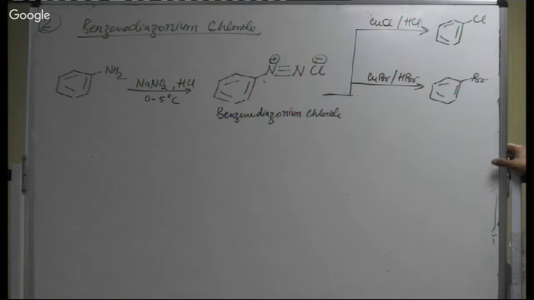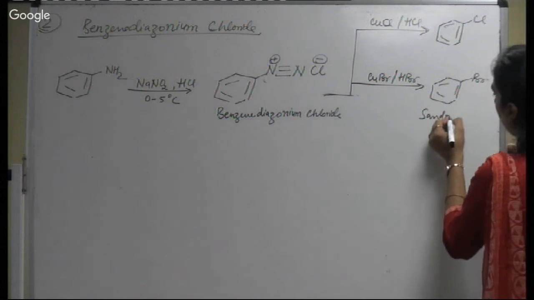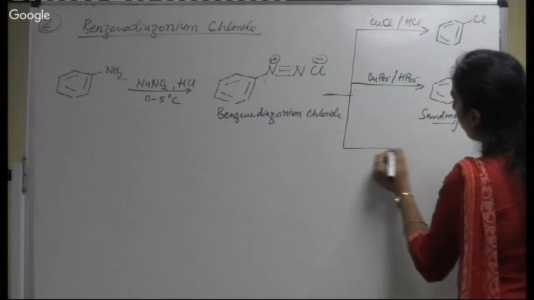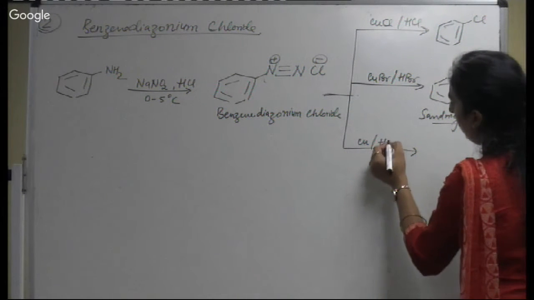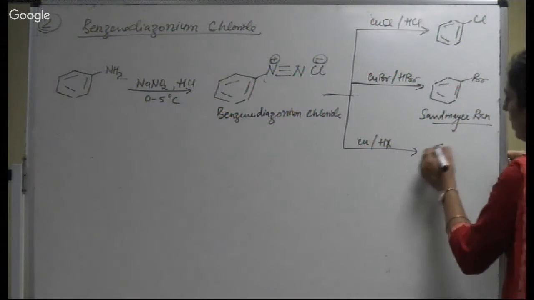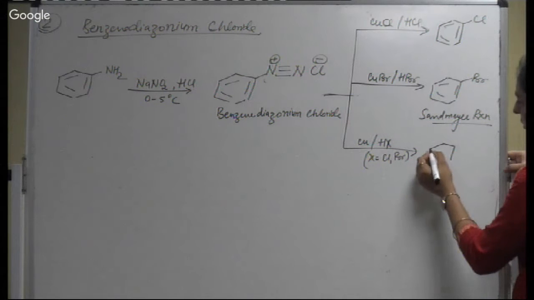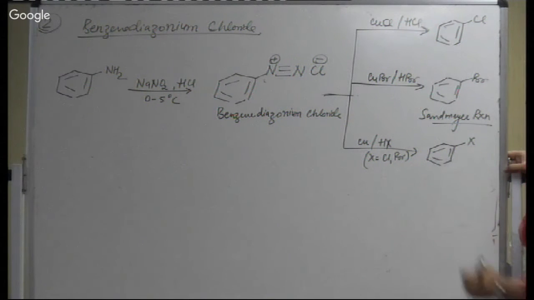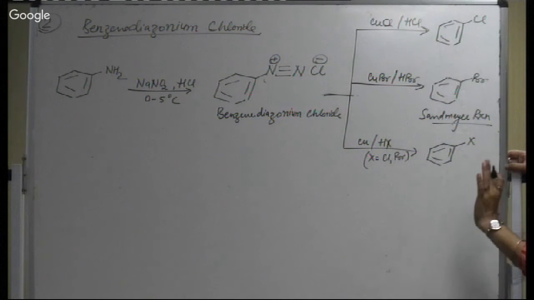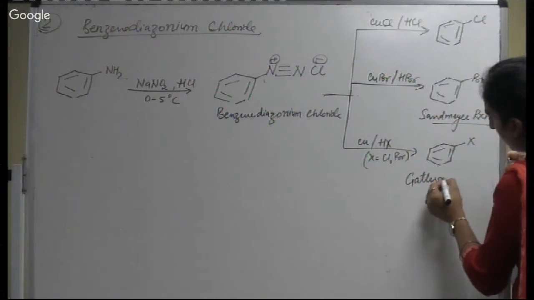Am I clear to everybody? This reaction is called Sandmeyer reaction. If we are changing the reaction conditions slightly, if we are using copper metal, copper powder in the presence of any HX, X can be Cl or Br only, not I or F, you will get that X. This is a modification of this reaction. Am I clear? The name of this reaction is Gattermann reaction.